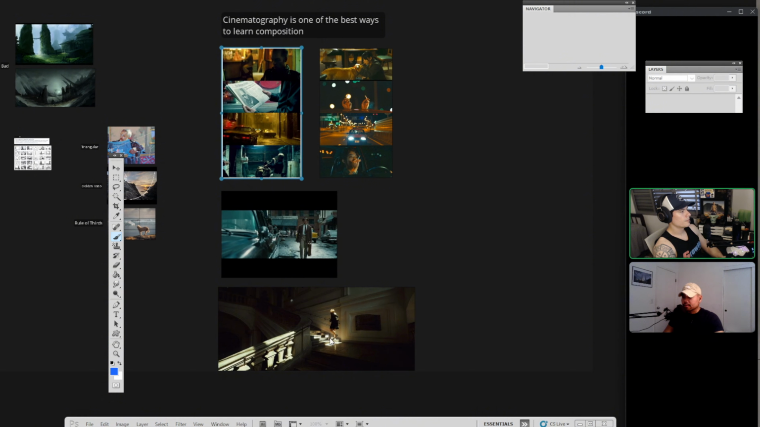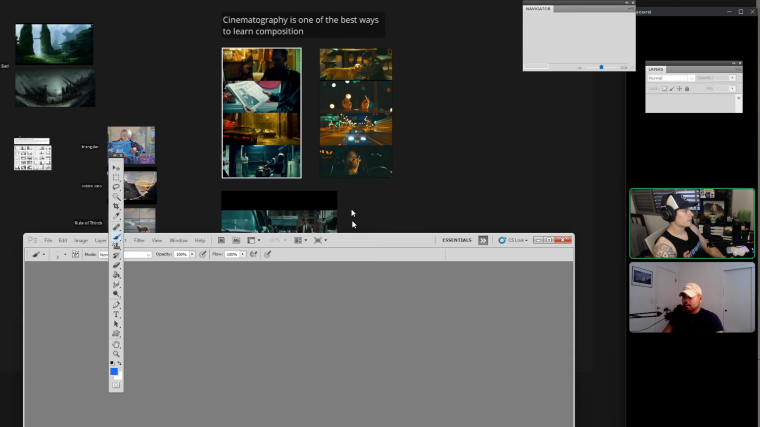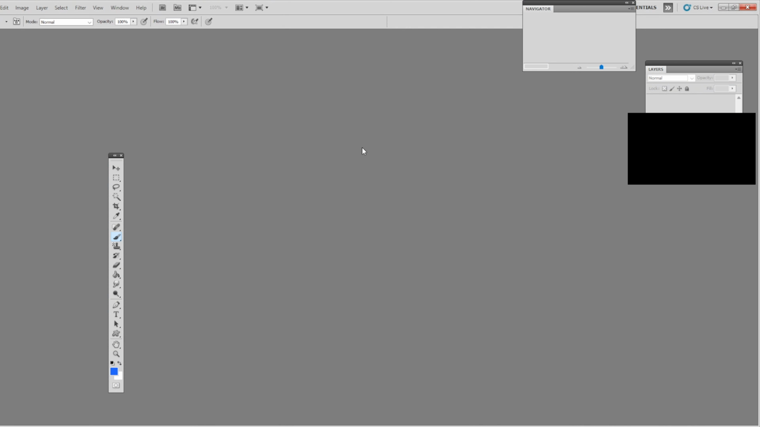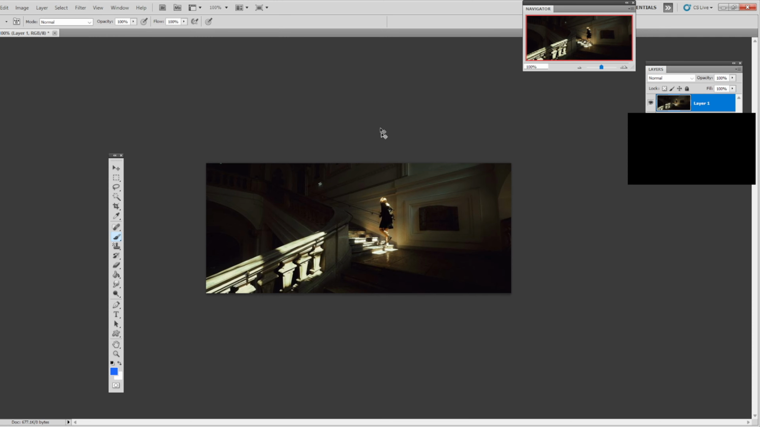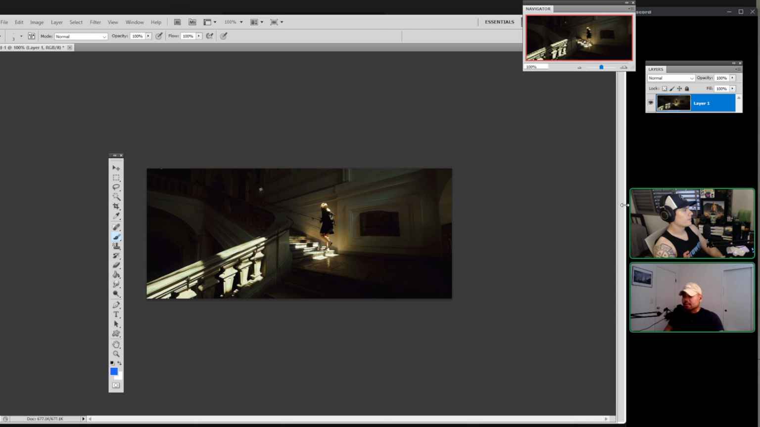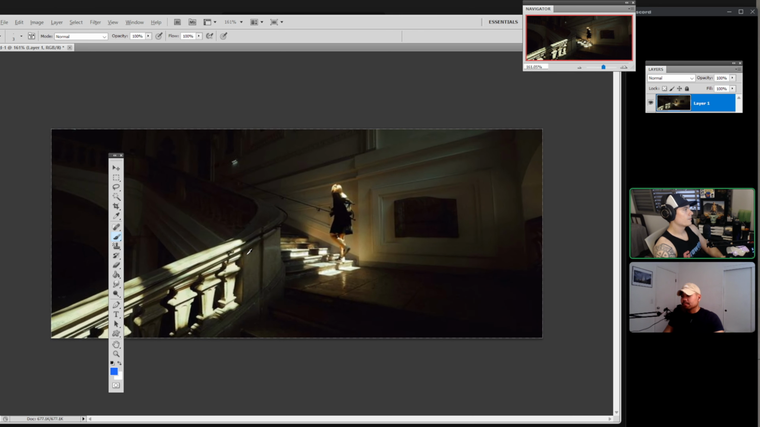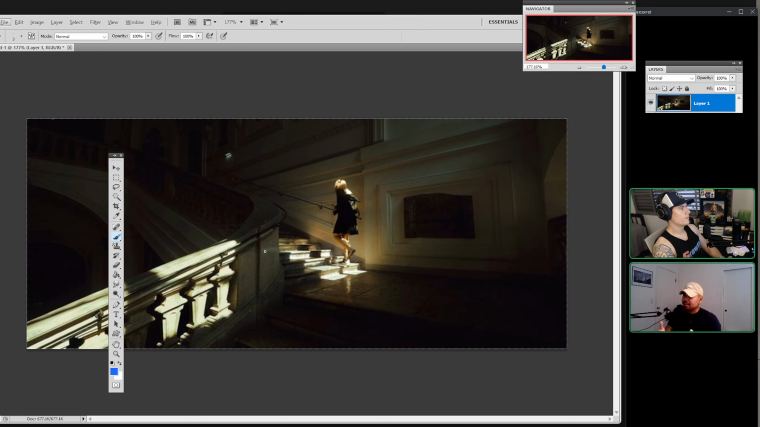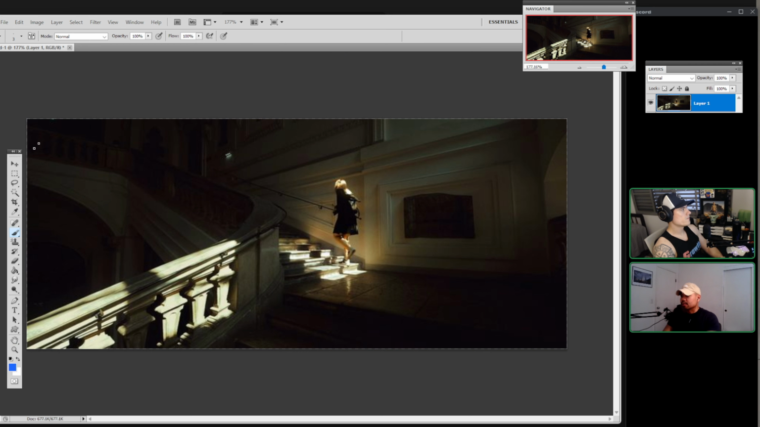So let's look at this one. That one is beautiful, man, the lighting. Okay, so this one is the same principle. You could use lighting to direct your composition as well. Go back to the rule of thirds.